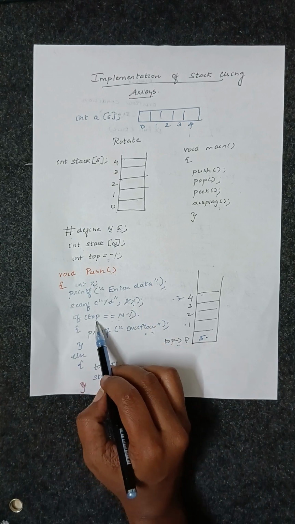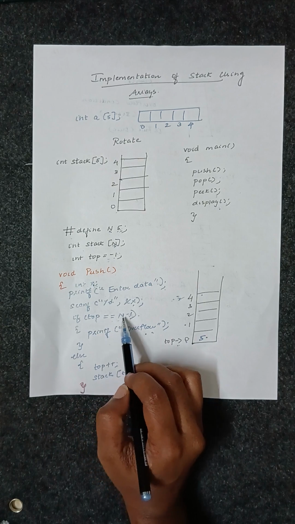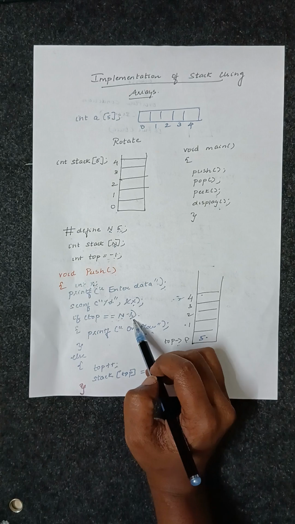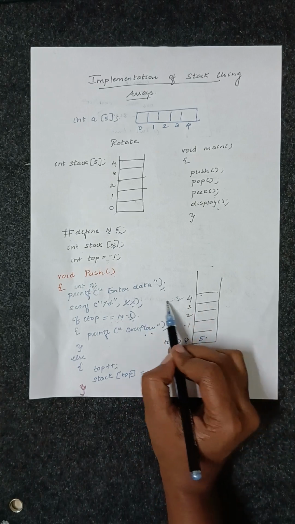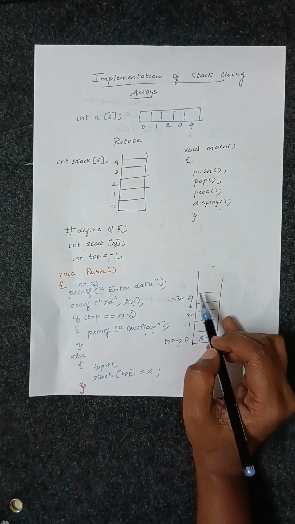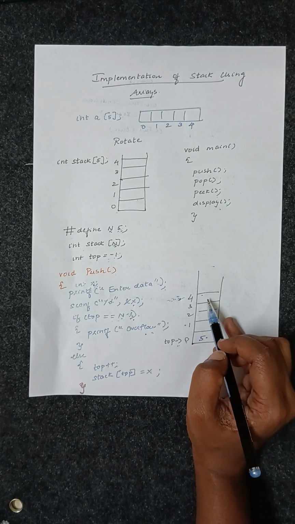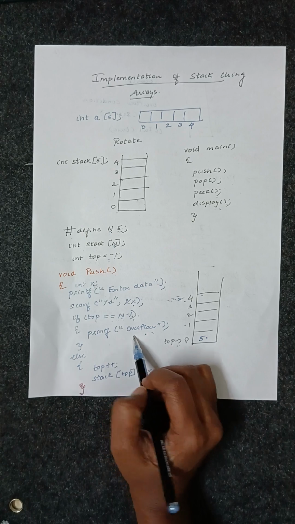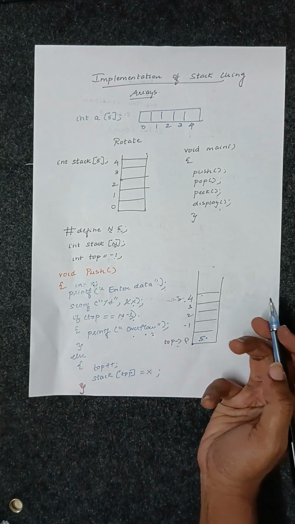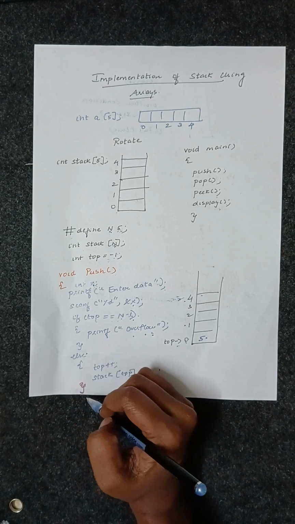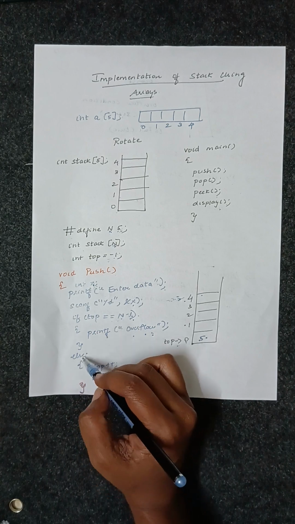Now if top is equal to N minus 1. What is my N? 5. 5 minus 1 is 4. My size is 5. So if my top is pointing to 4, the stack is full. You can't insert any element in the stack because the stack is full. So you have to write the condition as overflow, and you can't insert any element. Or else, you can insert the element. If the condition is false, it will come to the else part.